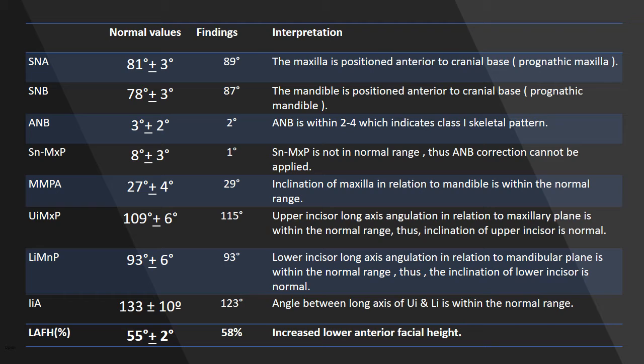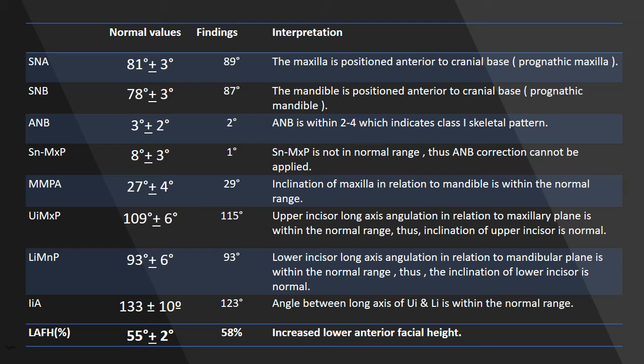The ANB value of the patient is 2, which is within the normal range of 2 to 4, which indicates the patient has class 1 skeletal pattern. The SN-MxP of the patient is 1, which is not in a normal range, so A and B correction cannot be applied. The MMPA, the maxillary mandibular plane angle of the patient, is 29, which shows the inclination of the maxilla in relation to mandible is within the normal range.